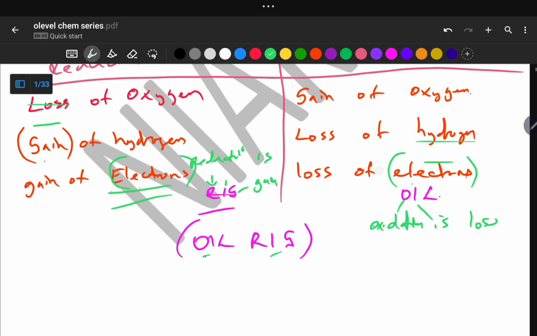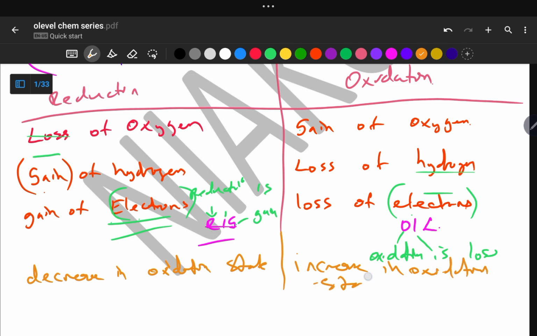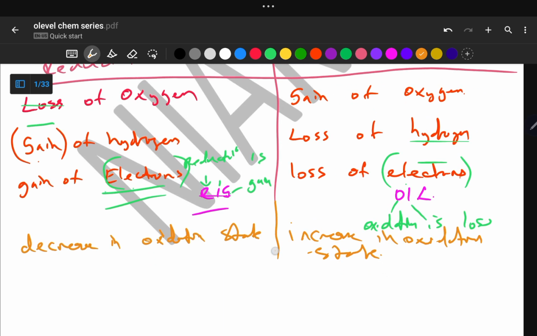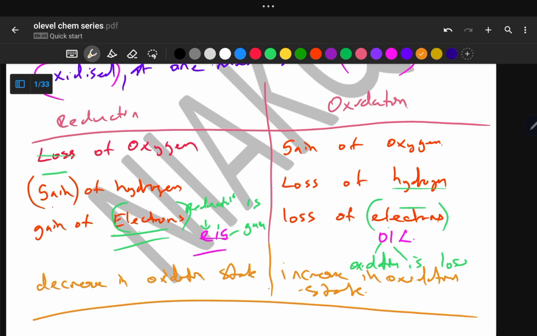And then we can go on to explain using the oxidation states, right? So reduction is defined as the decrease in oxidation state, and oxidation is defined as the increase in oxidation state, right? So these are the four aspects in which we define reduction and oxidation. First in terms of oxygen, then hydrogen, then electron transfer, and lastly the oxidation states.